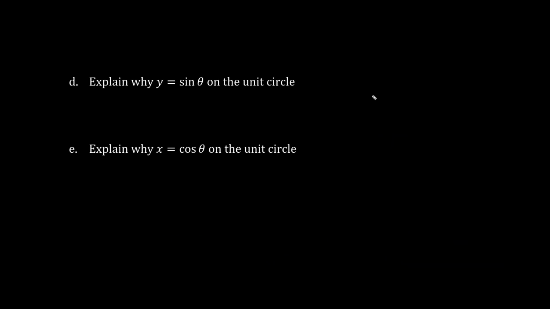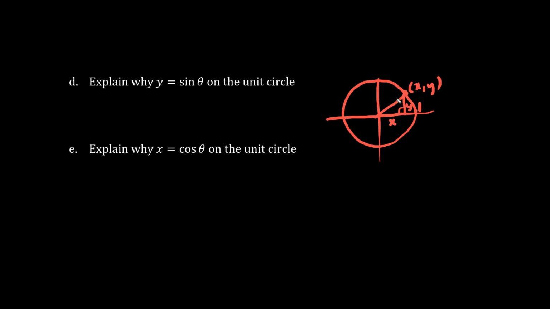Let's draw the unit circle. We have a circle with a radius of 1. And if we pick any point on the circle, we'll pick a point here, we'll call it x comma y. Notice how the y value is here, and the x value of this triangle is here. If this angle is theta, what is sine of theta?